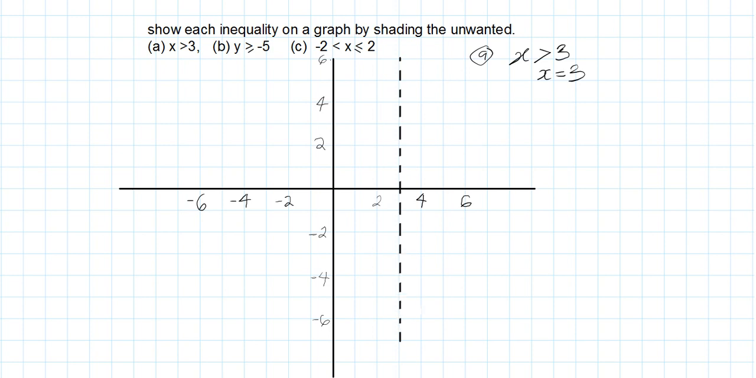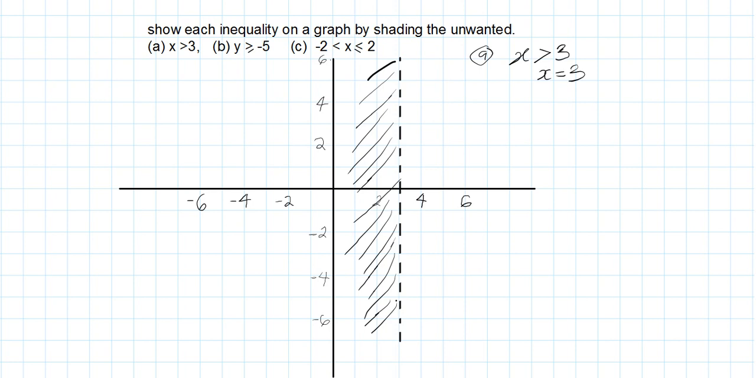So we shade the unwanted part. The unwanted part, it says x is greater than 3. So all these points, 4 is greater than 3, 6 is greater than 3. So all these parts are less than 3, which are the unwanted part. So we are going to shade the unwanted part, and this is the graph of the inequality.